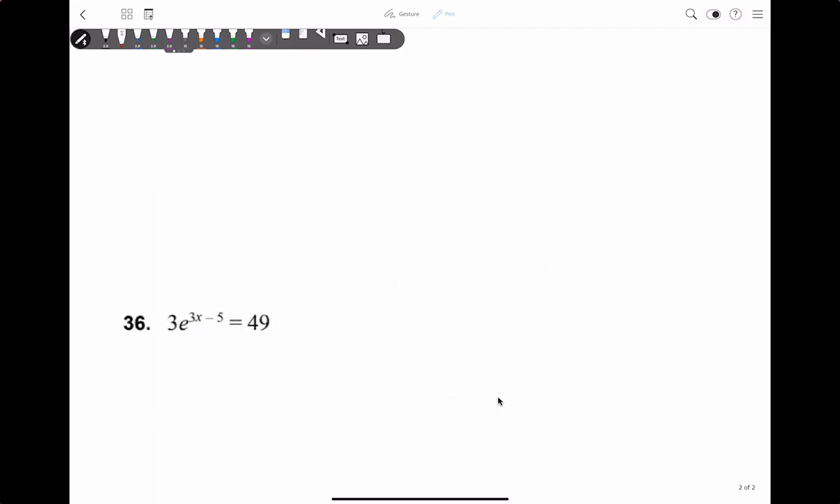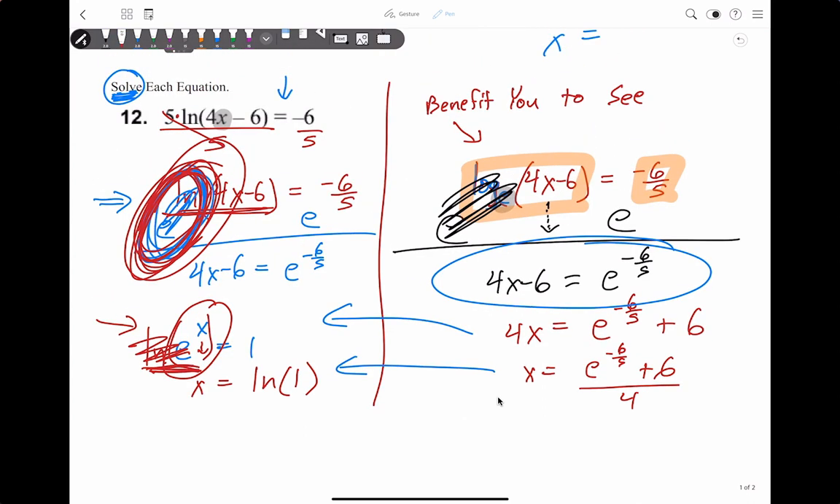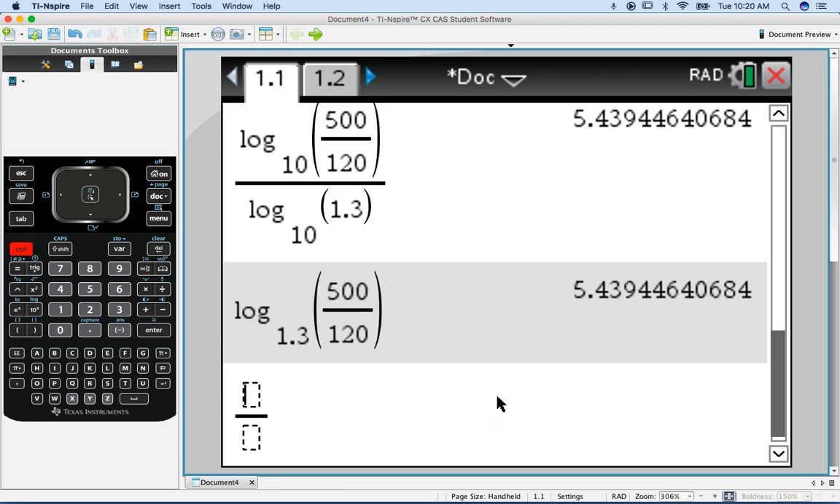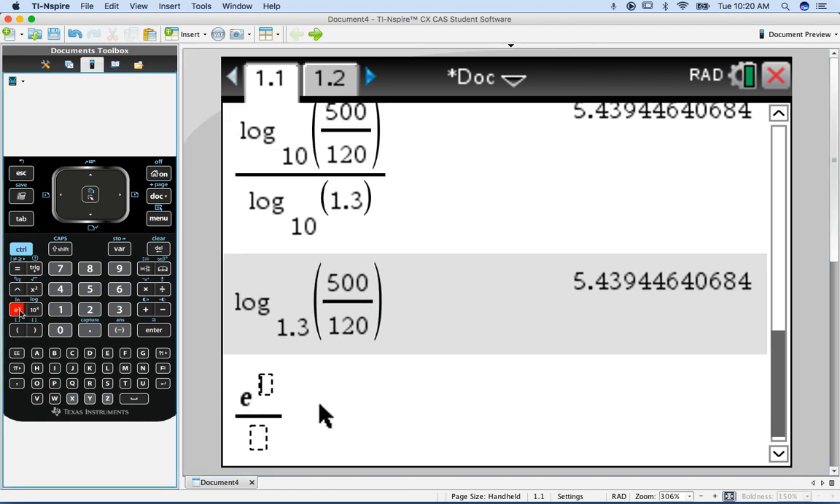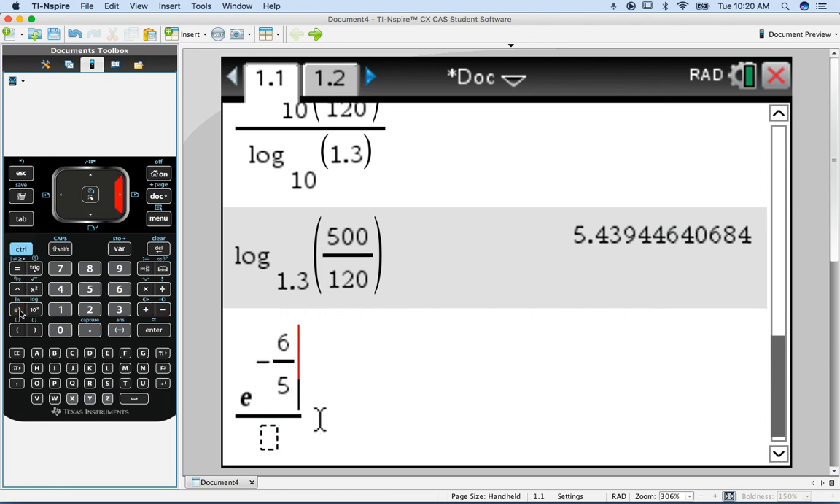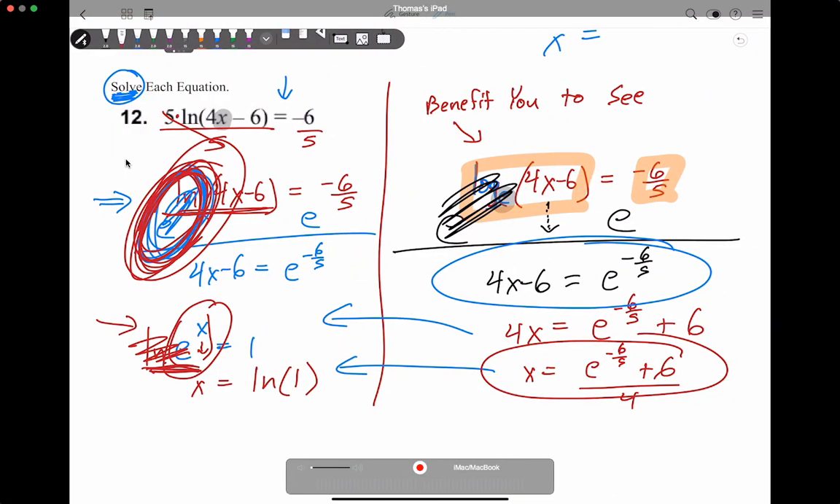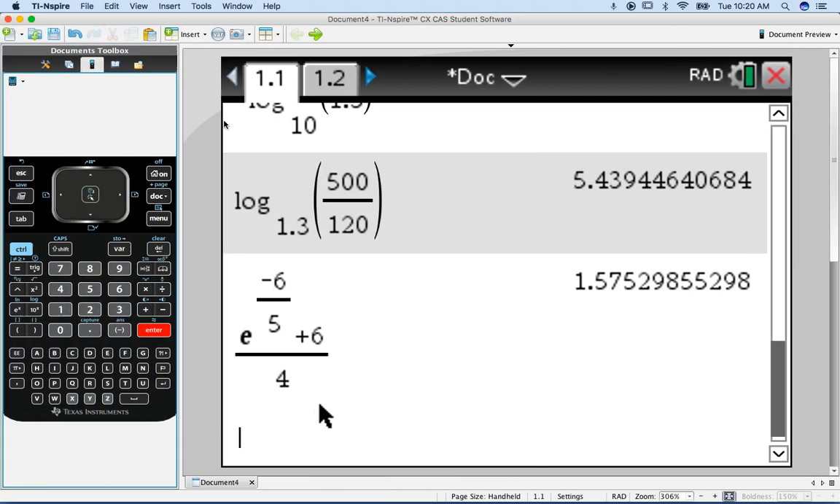Number 18. Oh, I forgot to give you the actual number for that. So all of this is the answer, and we can put this into the calculator by putting e to the power of negative 6/5, and kick down, plus 6 all over 4. And there's where our answer would be. And that's the same as if we put the original problem and use the solve feature just to verify, is this in fact x?